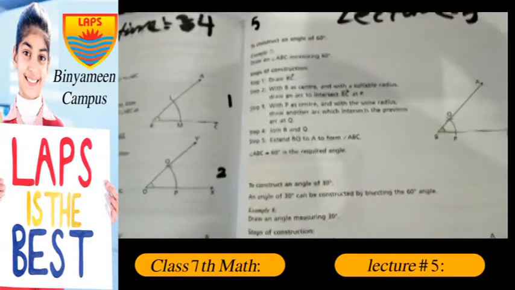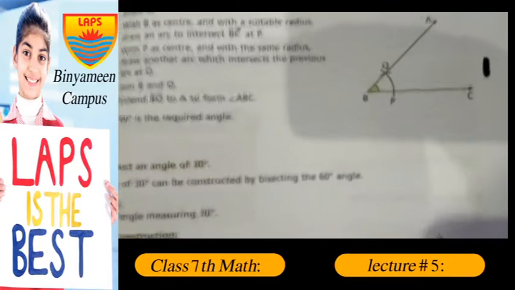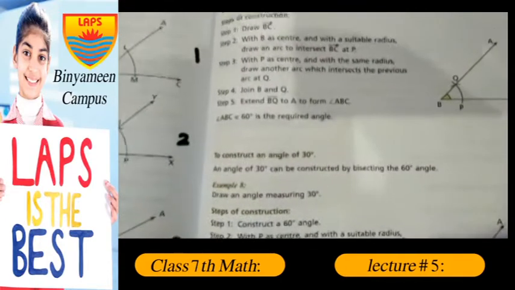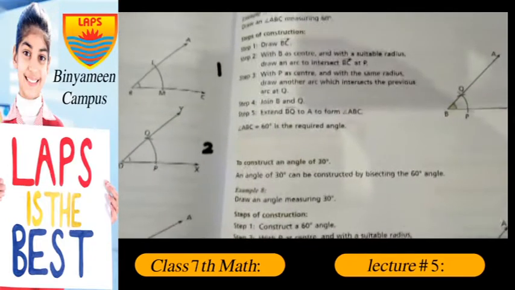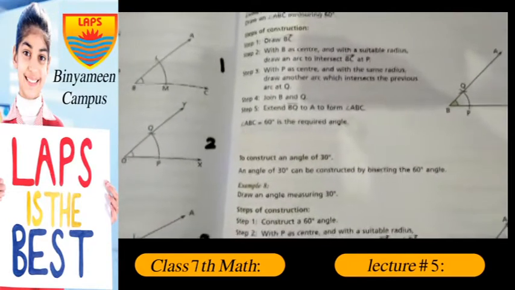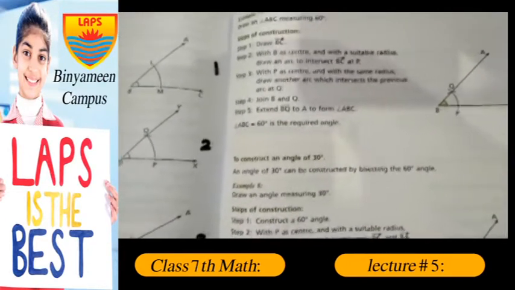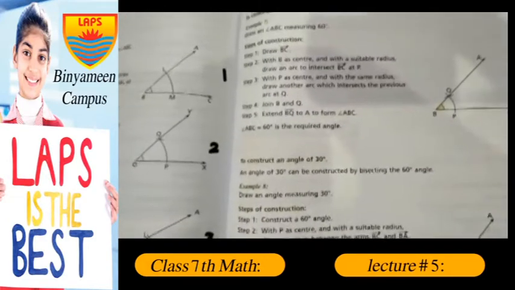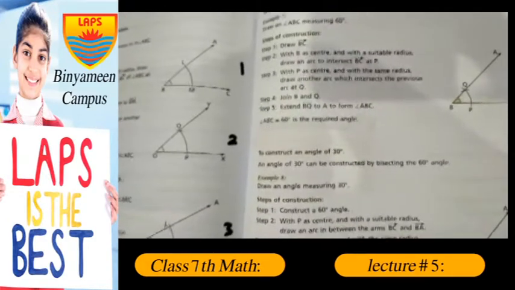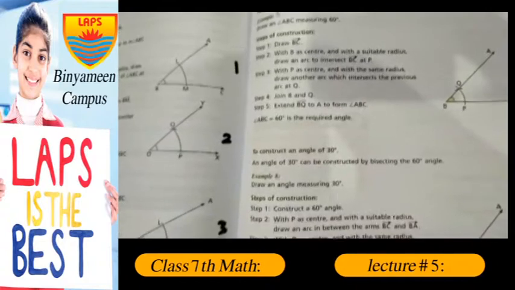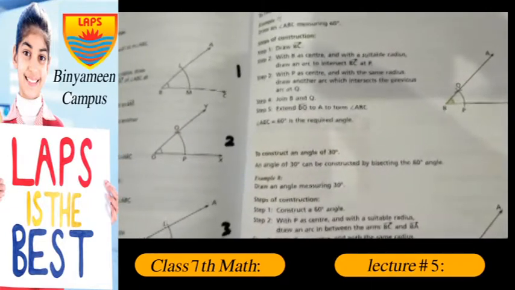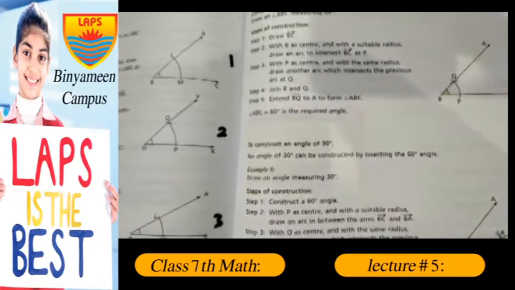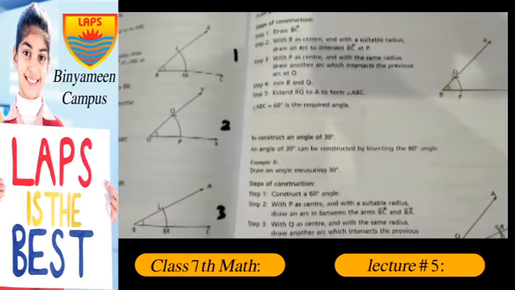Step 1. Draw BC. Step 2. With B as a center and with a suitable radius, draw an arc to intersect BC at point P. Then step 3. With P as a center and with the same radius, draw another arc which intersects the previous arc at Q.